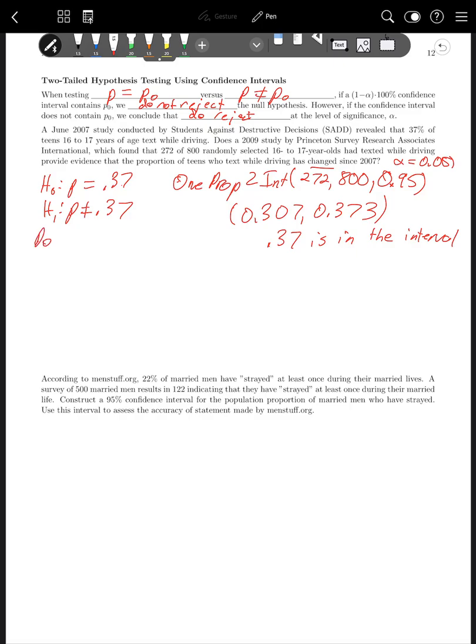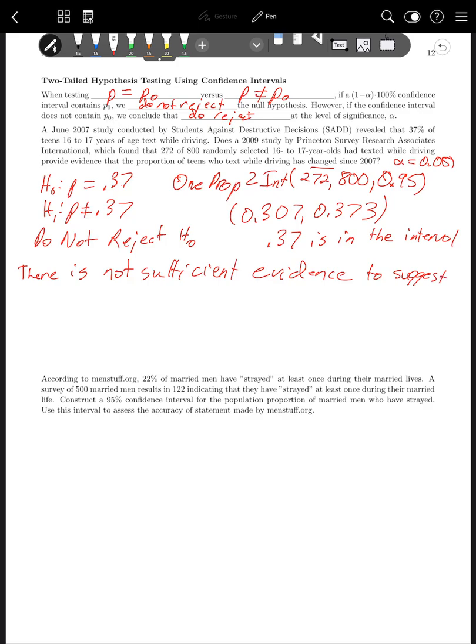So that means we do not reject H naught. And so there is not sufficient evidence to suggest that the proportion of 16 or 17-year-olds who text while driving has changed since 2007. Okay, so that's the idea.